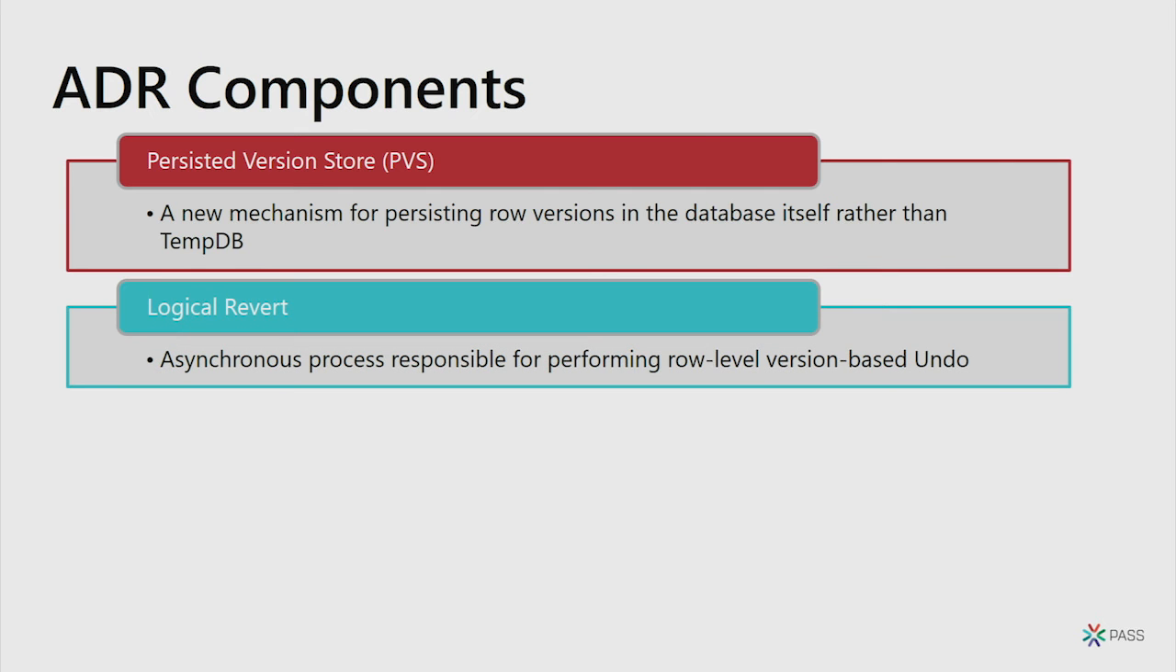Okay, logical revert. This is an asynchronous process that is handling that row-level version-based undo. Okay, so it's a background process that does the undo. I'm going to talk about how these all fit together in a moment.